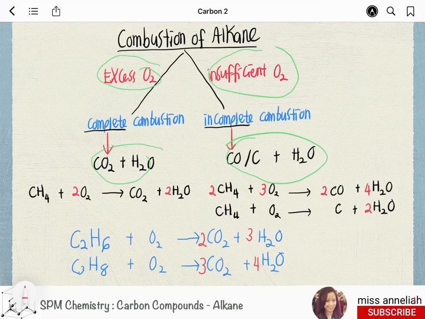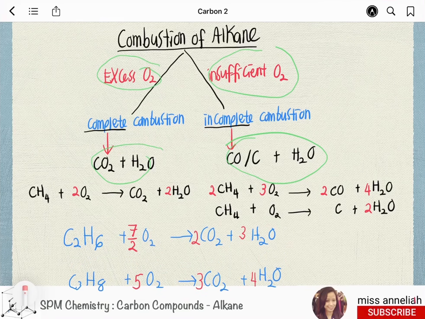Now, the tricky part is balancing the number of oxygen. So first, we will count the number of oxygen in the product. 2 times 2 is 4, plus 3 is 7. So there are 7 oxygen in the product. Only for combustion of organic compound, we can write fraction to balance the oxygen molecule. We will write 7/2 oxygen in the reactant. And for propane, 3 times 2 is 6 oxygen, plus 4 is 10. So that is 5 coefficient in front of oxygen.